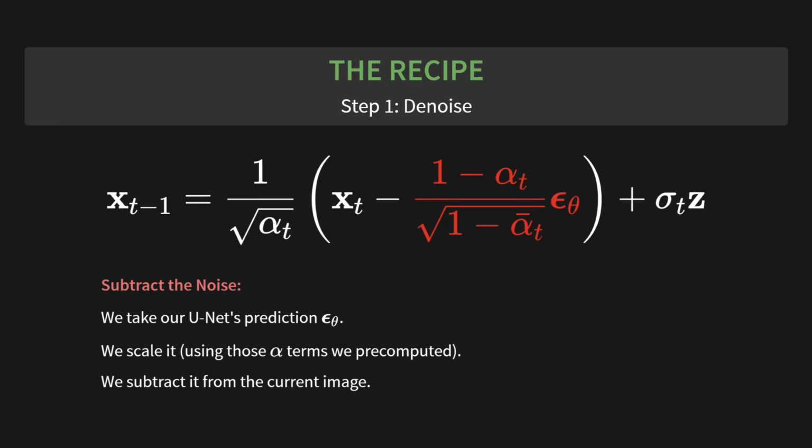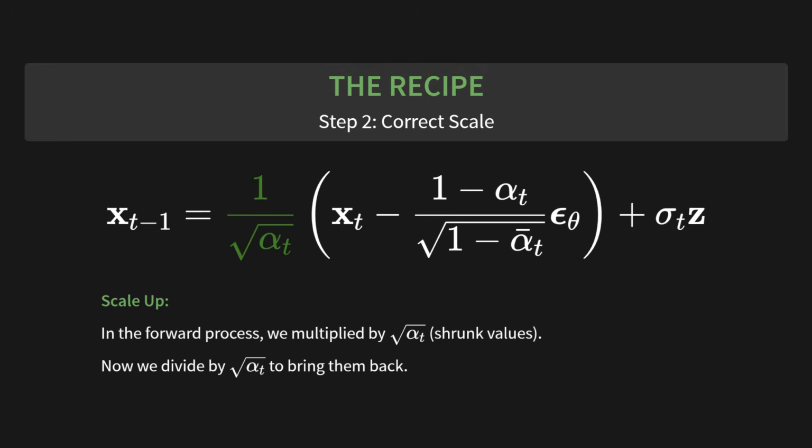Step 2, in green, is to correct the scale. Look at that term out front, 1 divided by the square root of alpha sub t. Why is that there? Well, remember in the forward process, at every single step, we multiplied the image by the square root of alpha sub t, which slightly shrank all the pixel values. So now, in the reverse process, we have to do the opposite. We divide by the square root of alpha sub t to bring the values back up to where they should be. It's just a simple correction.